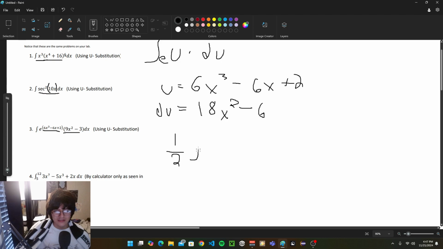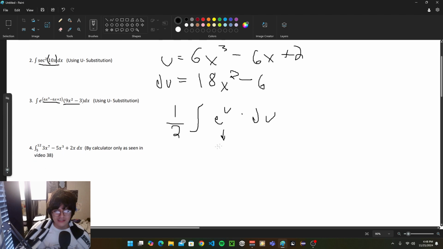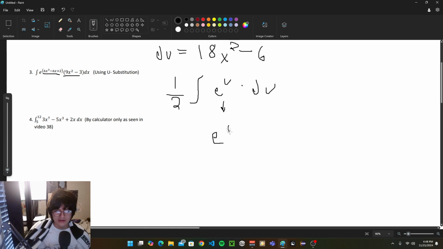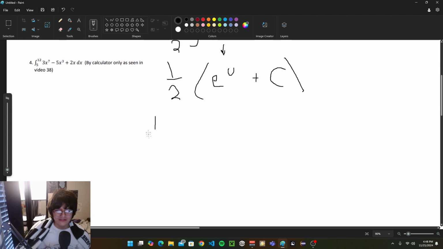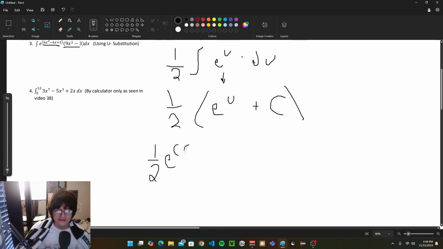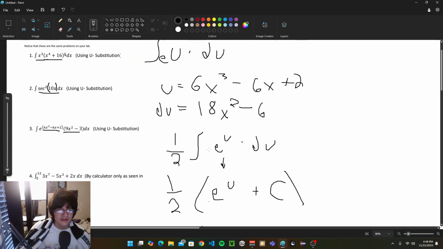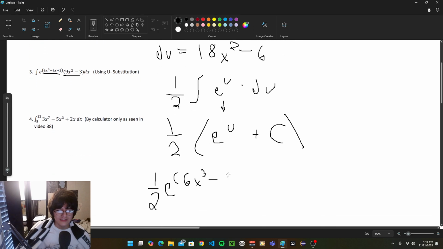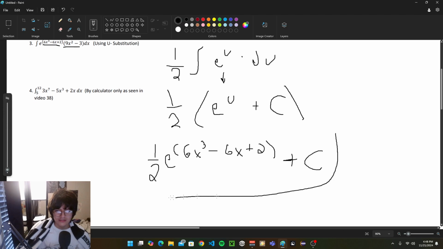So it'd be 1/2 the integral of e to the power of u times du. So now we have to find the antiderivative of e to the power of u, which is just e to the power of u, and then you get to bring down the plus c. All of this is being multiplied by 1/2. Now we just plug everything in, so it's 1/2 times e to the power of 6x cubed minus 6x plus 2, and this is being added to c. So this is our answer.